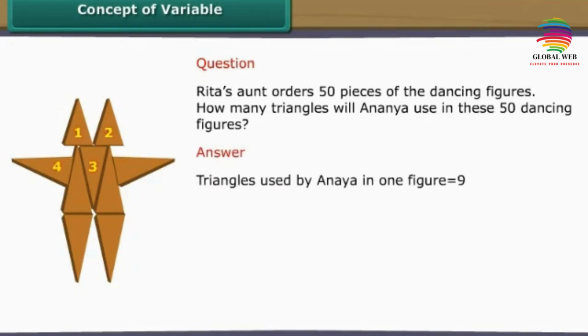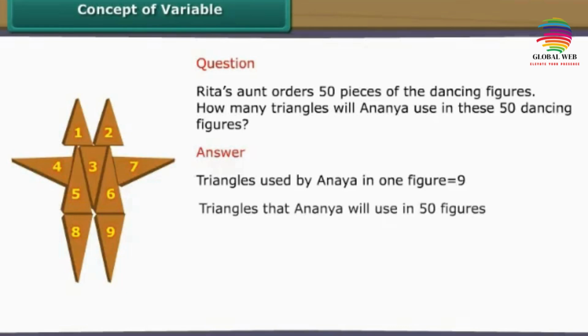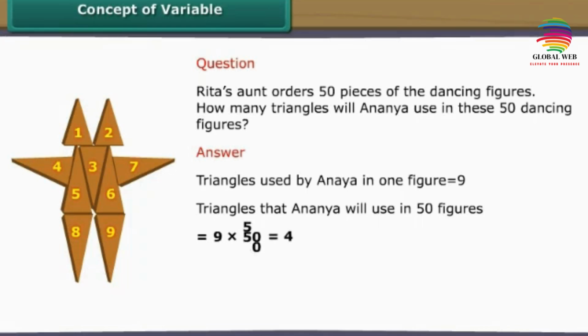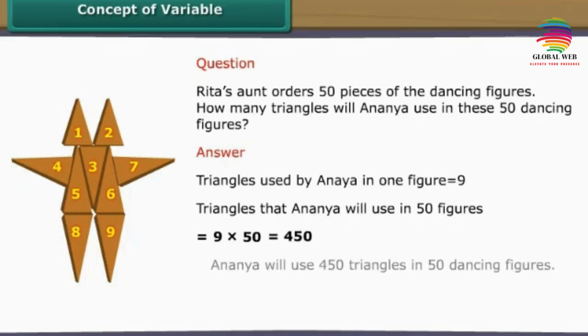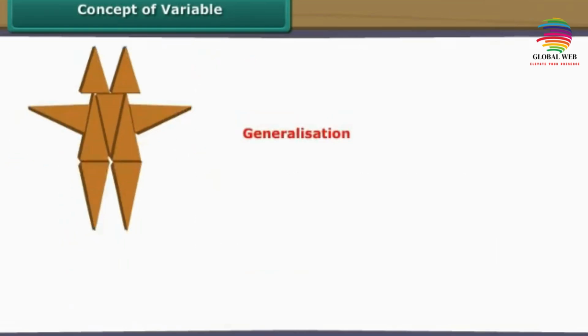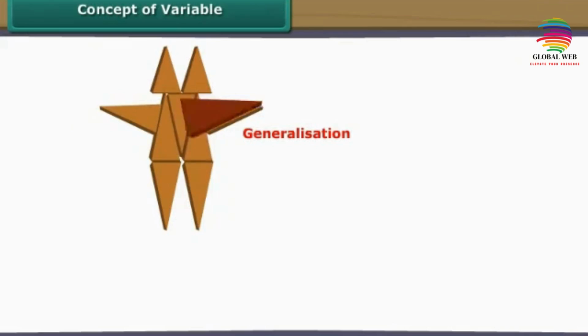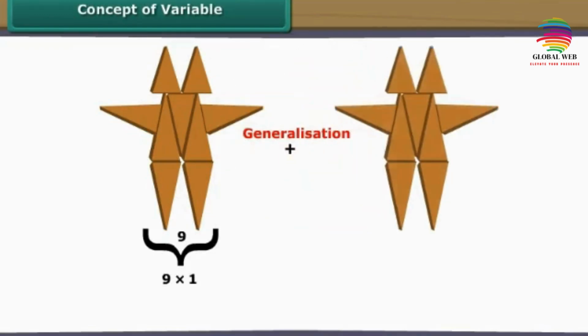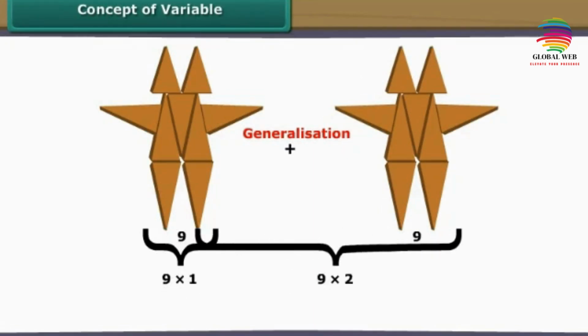Ananya uses 9 triangles in one figure. Therefore, in 50 figures, Ananya will use 9 into 50 is equal to 450. Ananya will use 450 triangles in 50 dancing figures. The triangles Ananya uses in a single dancing figure are fixed. However, the total number of triangles used by her varies, depending upon the number of dancing figures she makes.